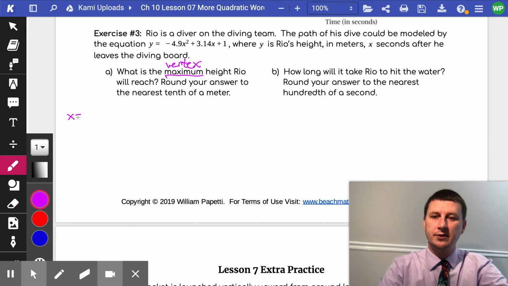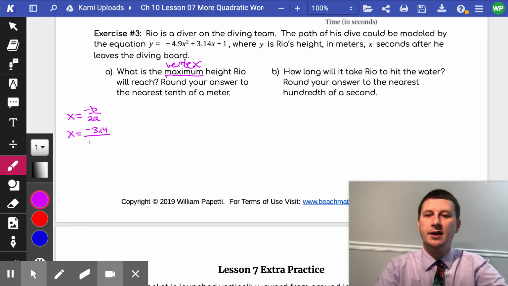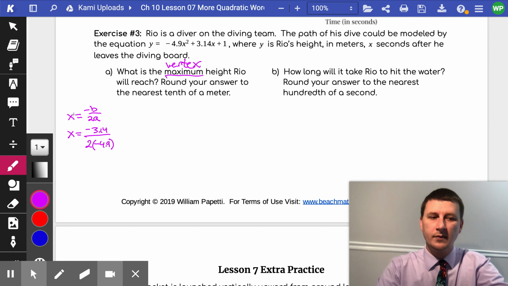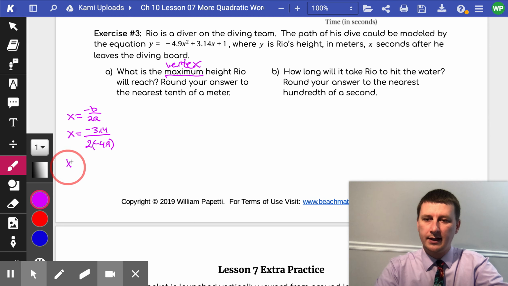Our axis of symmetry formula is going to be negative b over 2a. That's something that we should know. And we're going to substitute in our b value, which is 3.14. I think that's intentional because that's pi rounded to the nearest hundredth, over 2 times a, which is negative 4.9. So we have a few decimals here. We're going to have x is equal to negative 3.14 over negative 9.8.